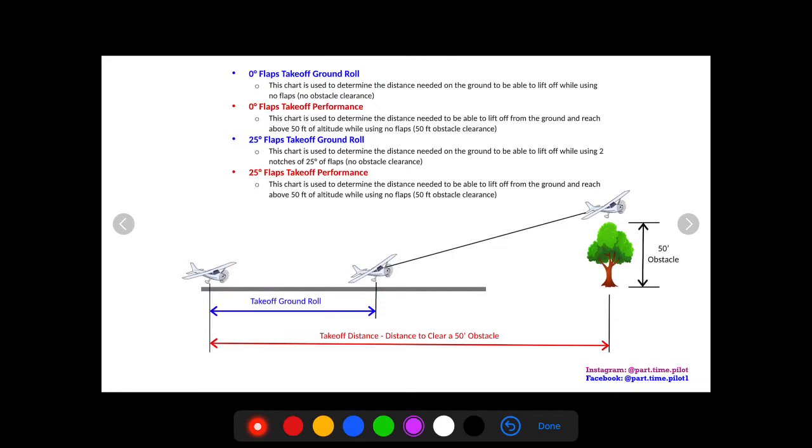All right, now the takeoff performance charts are going to talk about the distance from the place where you start rolling through the place where you begin taking off, all the way to clearing a 50-foot obstacle. So that distance that it would take to roll, take off, and get to an altitude such that you can clear a 50-foot obstacle, that is going to be that distance. Okay, so when you see takeoff performance, think of this distance. When you see ground roll, think of this distance. So ground roll is no obstacle. Takeoff performance is an obstacle.